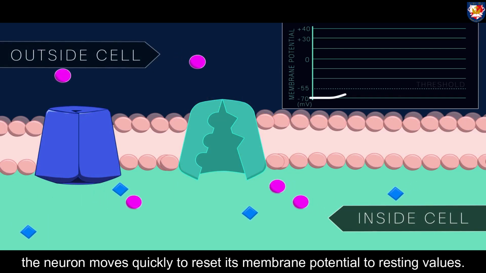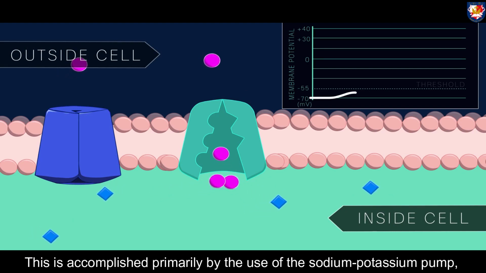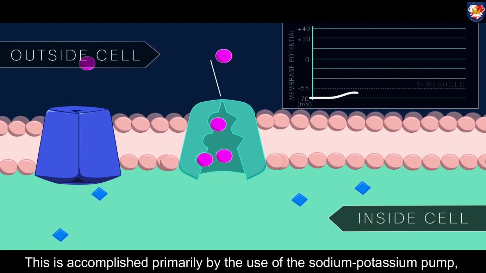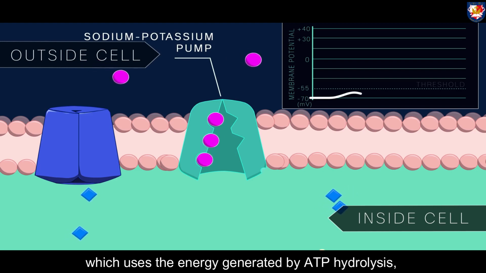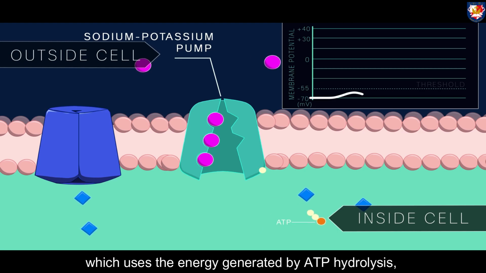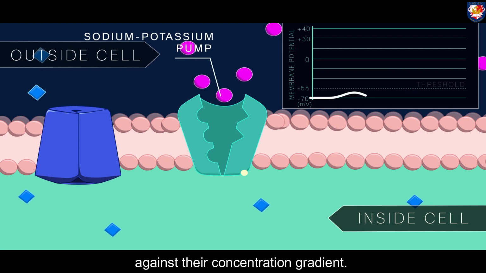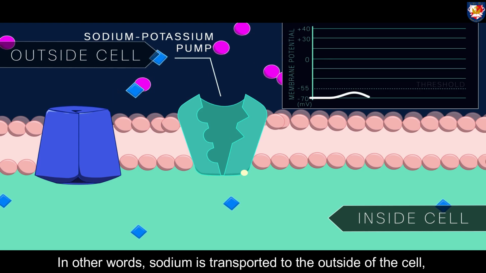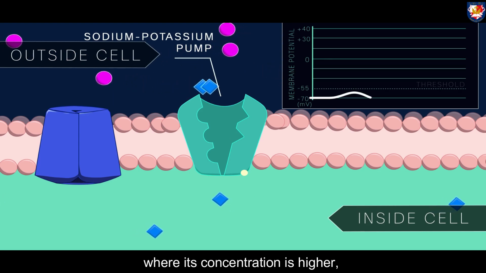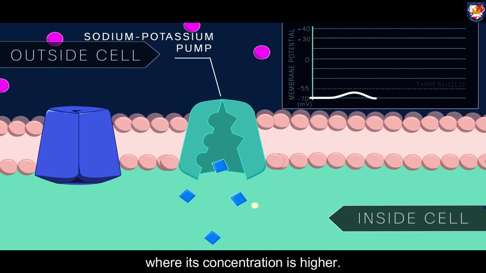When ion channels open, a graded potential occurs. The neuron moves quickly to reset its membrane potential to resting values. This is accomplished primarily by the sodium-potassium pumps, which use the energy generated by ATP hydrolysis to actively transfer ions across the membrane against their concentration gradient. In other words, sodium is transported to the outside of the cell where its concentration is higher, and potassium is transported back into the cell where its concentration is higher.